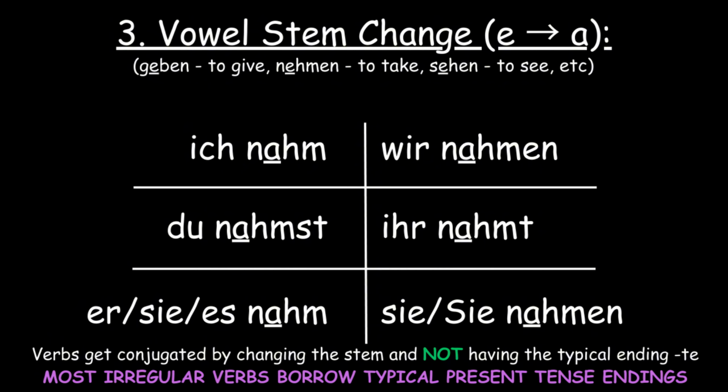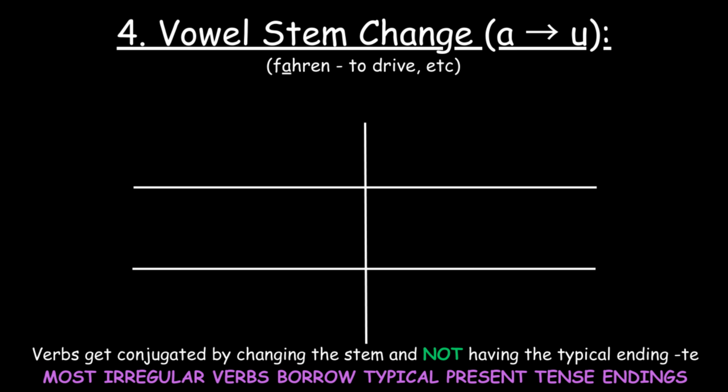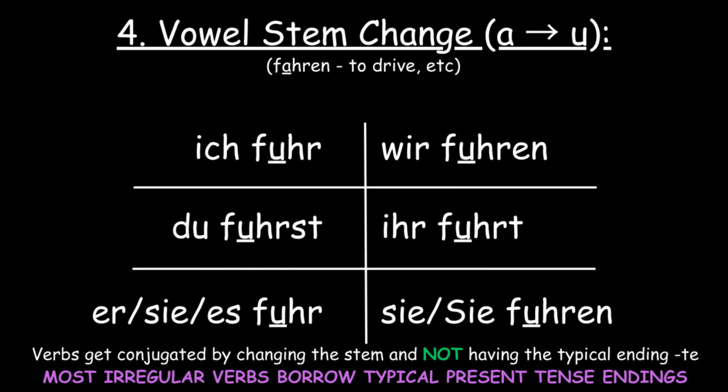In the same way, sehen will look like this. Ich sah. Du sahst. Sie, es sah. Wir sahen. Ihr saht. Sie sahen. Another stem change is verbs that change their stem from a to u, like fahren, which will look like this. Ich fuhr. Du fuhrst. Sie, es fuhr. Wir fuhren. Ihr fuhrt. Sie fuhren.